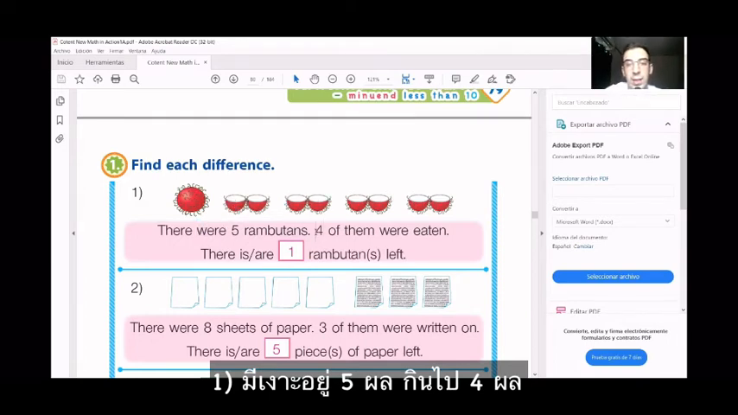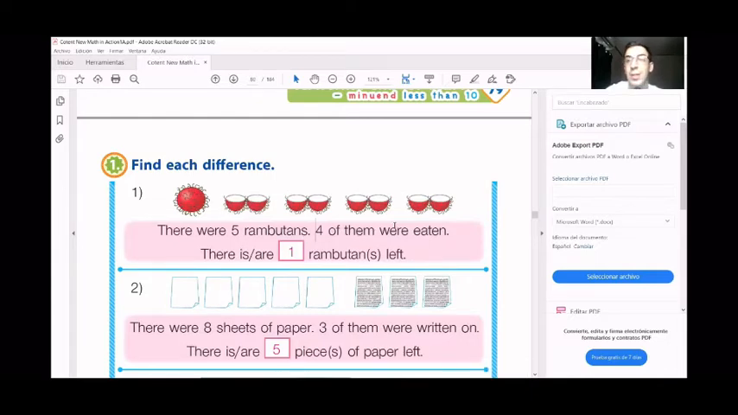Let's continue reading. 4 of them were eaten. Which one is already eaten? Is it eaten? No, no, no. It's still complete. Still not eaten. So this one is eaten because it's empty inside. This one is eaten. This one is eaten. So 1, 2, 3, 4 rambutans were eaten.